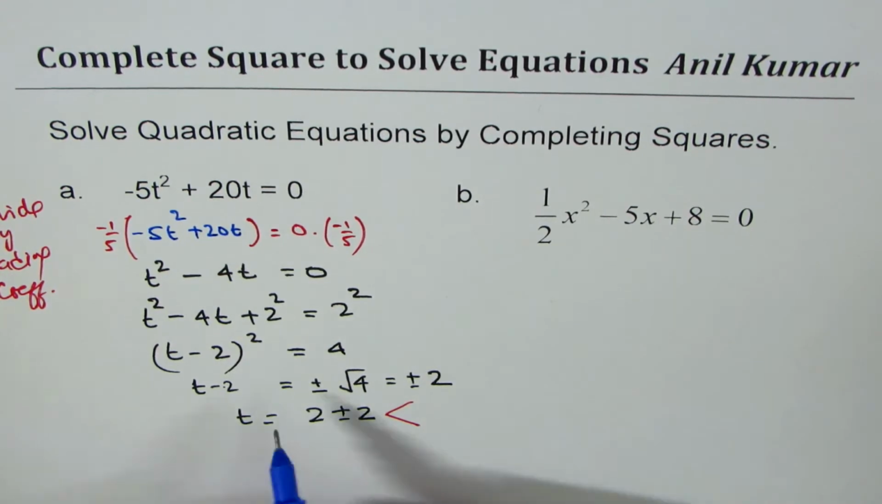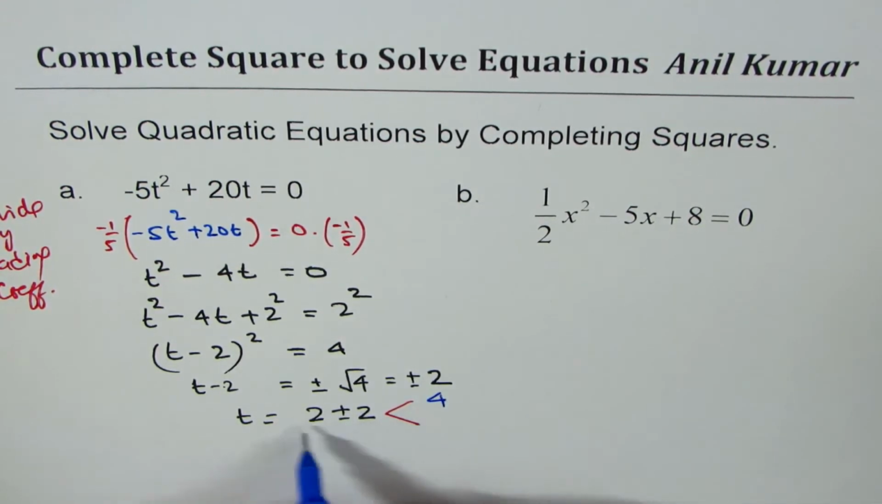So one is 2 plus 2, which is 4. The other one is 2 minus 2, which is 0. So that is our solution, right?